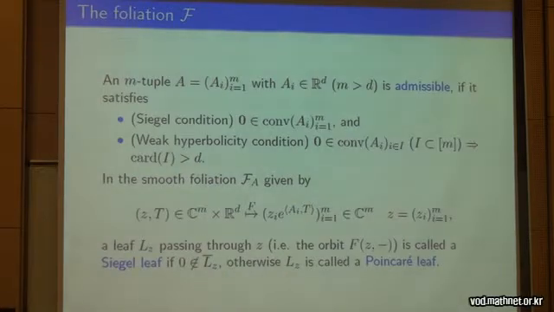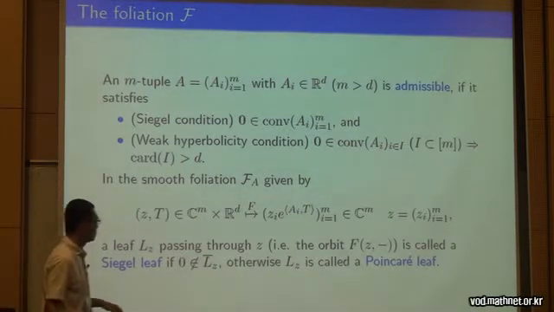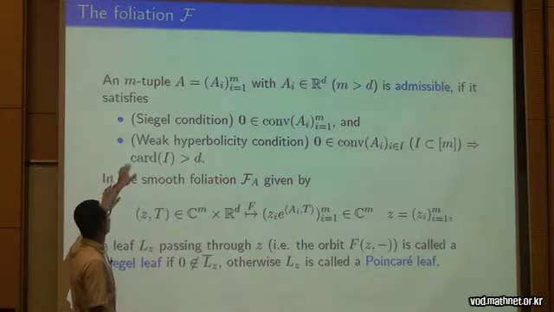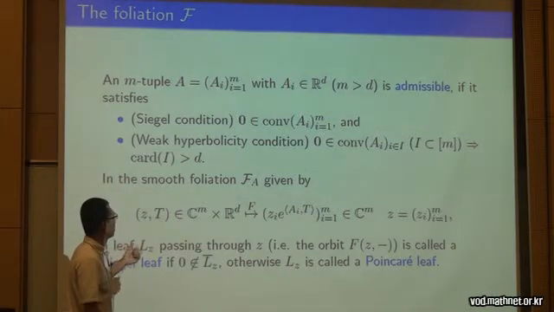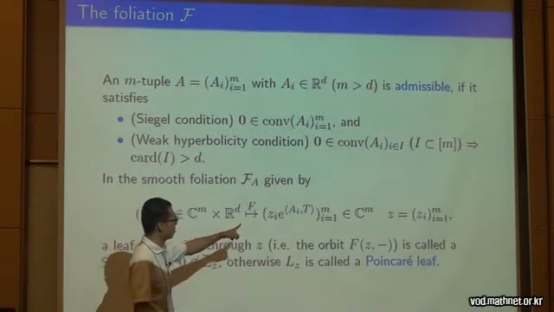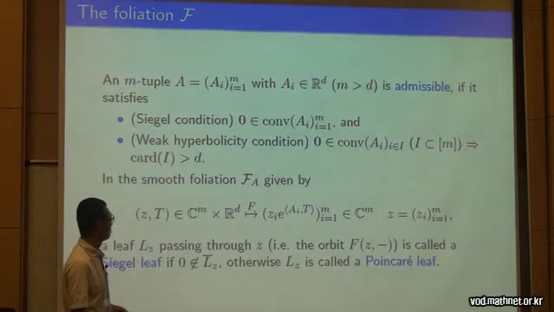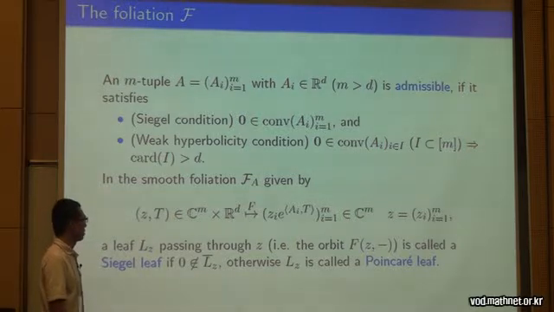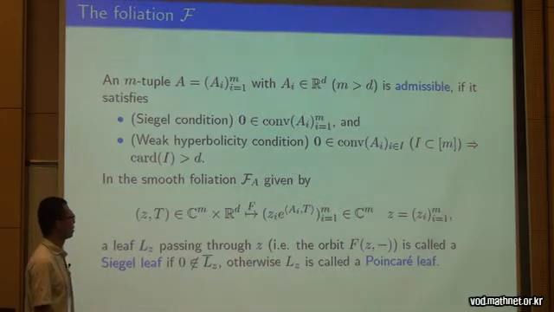The important thing is that when we get a tuple like this, we can define a foliation given by this action. This is very natural and given by exponential functions. So it has very nice properties. And in this foliation, there are two kinds of leaves. One is called the Siegel leaf, and the other is called the Polytopal leaf. So we distinguish them by whether the origin is in the closure of a leaf.